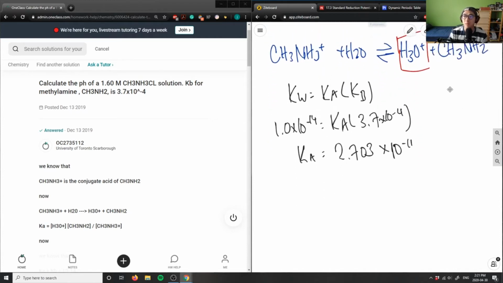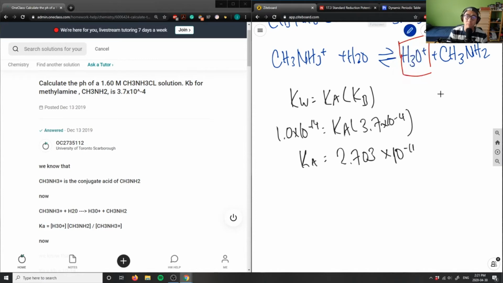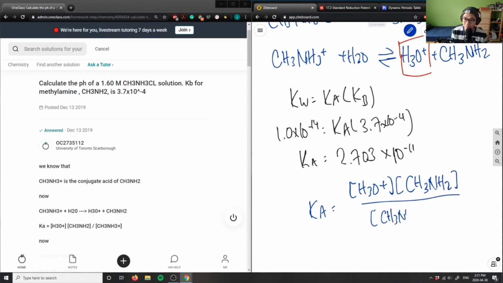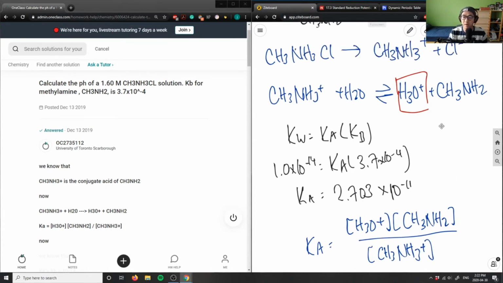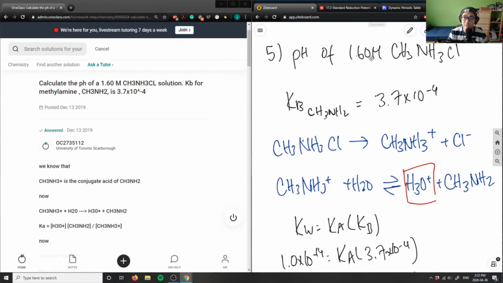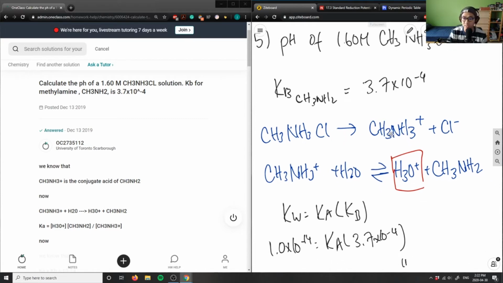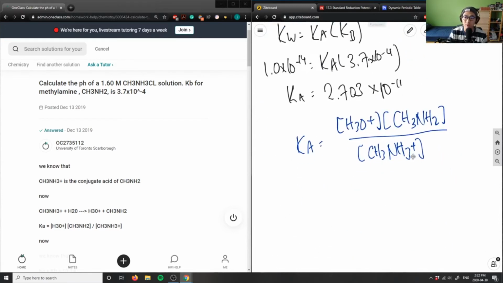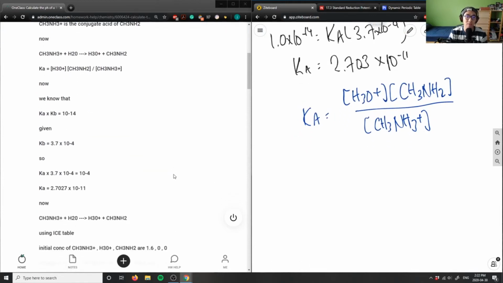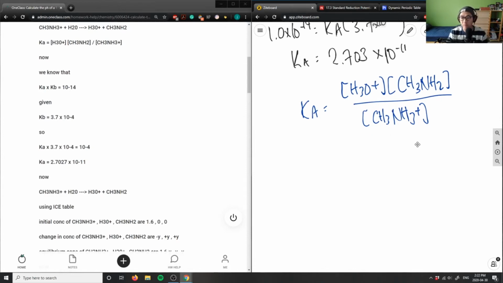Now I can write out my formula. Ka equals H3O plus, which is what I want to find out, times CH3NH2, all over CH3NH3 plus. Water does not participate in my Ka expression. The concentration of this solution is 1.60 molar, and it fully dissociates into this ion, so I have 1.60 as its concentration. I don't know these other values, so I can use an ICE table to figure out the equilibrium.